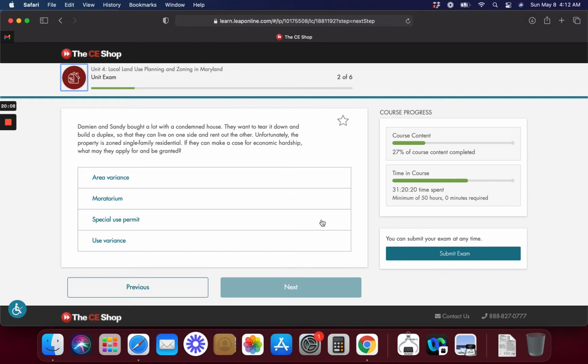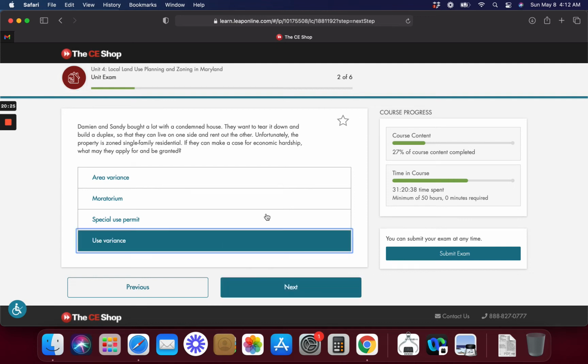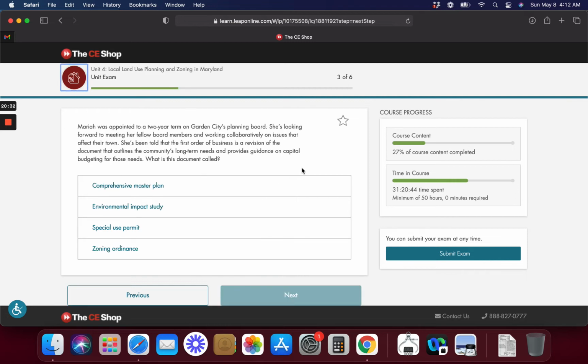All right, Damien and Sandy bought a lot with a condemned house. They want to tear it down, build a duplex. Unfortunately, the property is zoned for single family. If they can make a case for economic hardship, what may they apply and be granted for? Maybe use. It could be area too. I don't know. That's a tricky one. But that could be a good question on the test. And I could see them putting that kind of question on the test too, by the way.